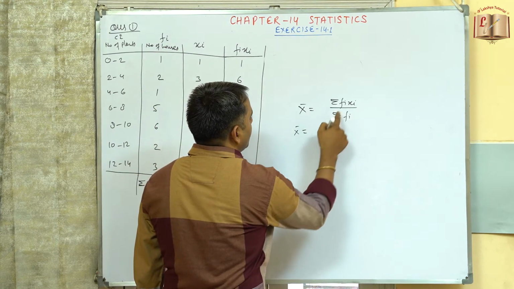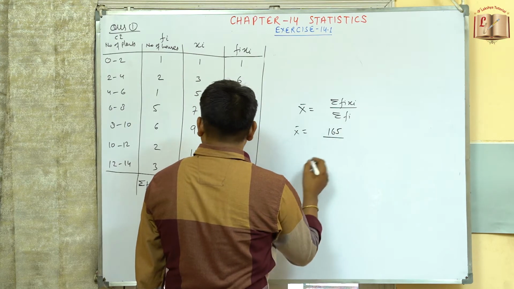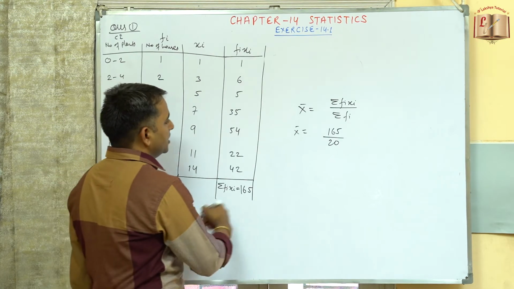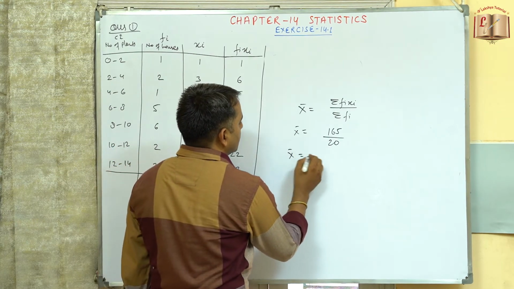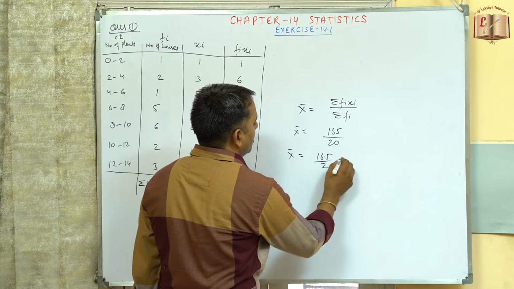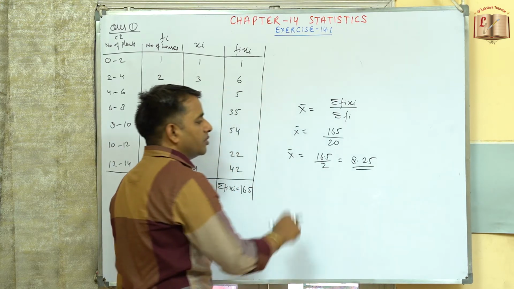So x bar will be equal to sigma FiXi, this is 165, divided by 20. Sigma Fi is 20. So we can calculate x bar equals 16.5 by 2, or this will be 8.25. So we got the assumed mean 8.25.